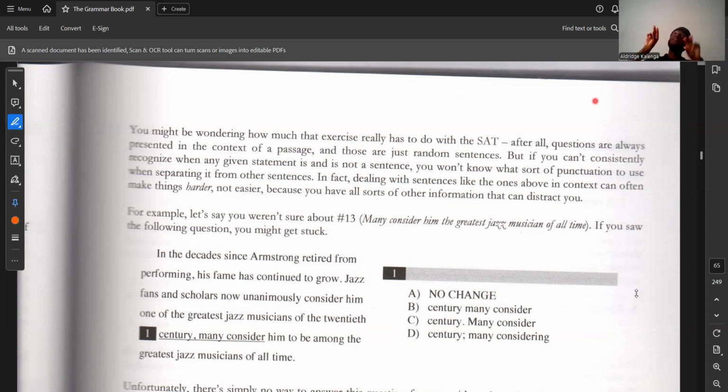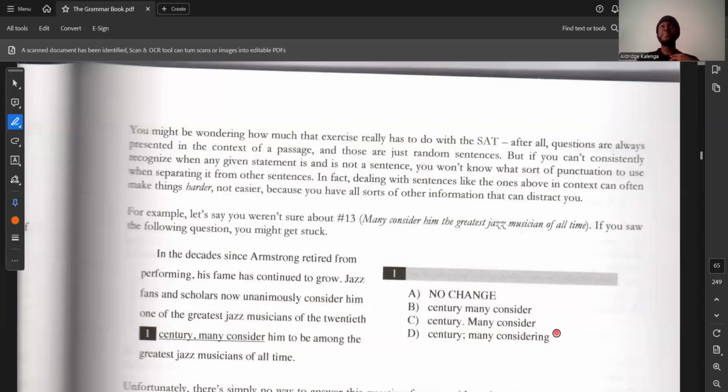So two full sentences can only be separated by a full stop, a period, or a semicolon, like in D, but we'll explain why D is wrong, or a comma plus a FANBOYS conjunction, like for, and, nor, but, or, yet, and so. Those are subordinating conjunctions, FANBOYS. No, those are coordinating conjunctions.